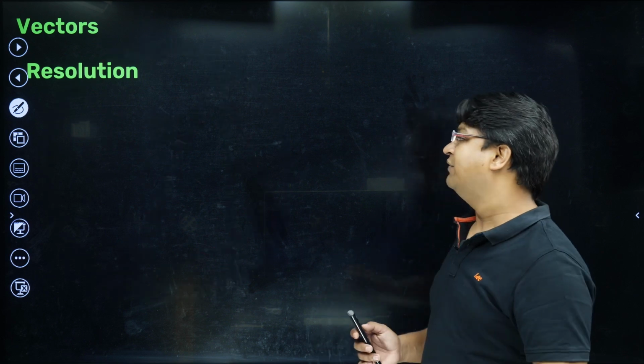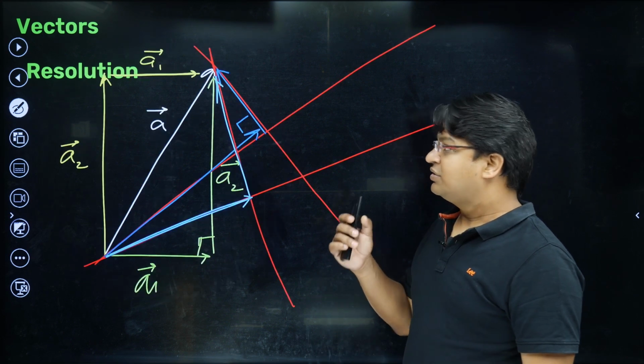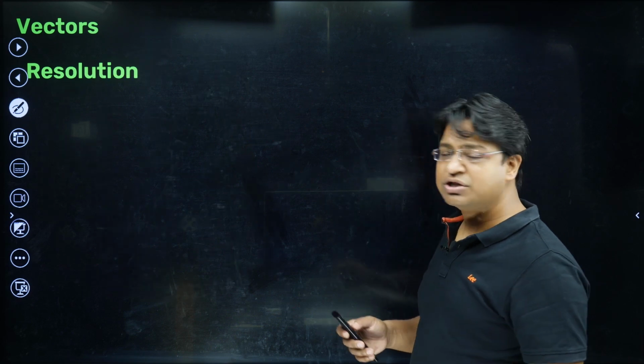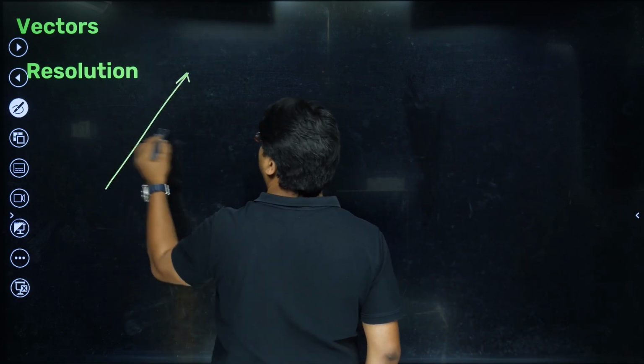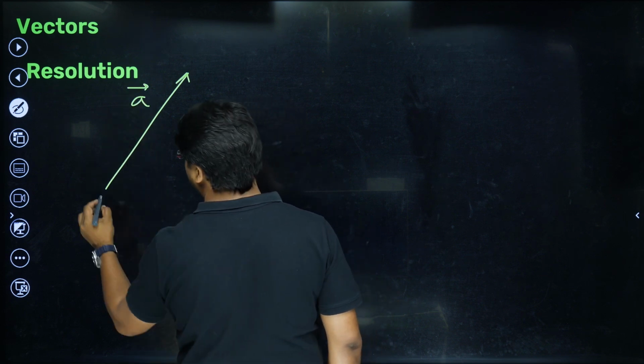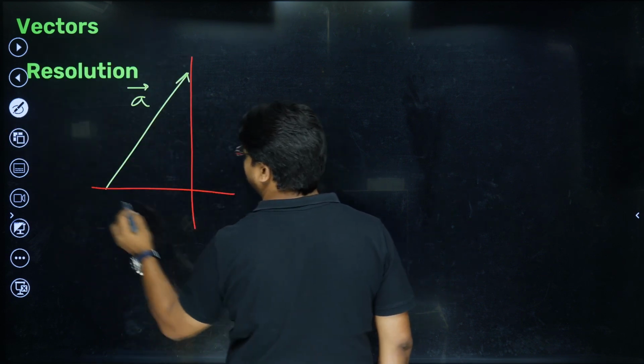How useful, that I will show you in a short while. So for that, let me show you. Okay, so what is the task now? The task is that, let's say I have a vector, and I want to split this into two components such that one is along this line, the other is along this line.